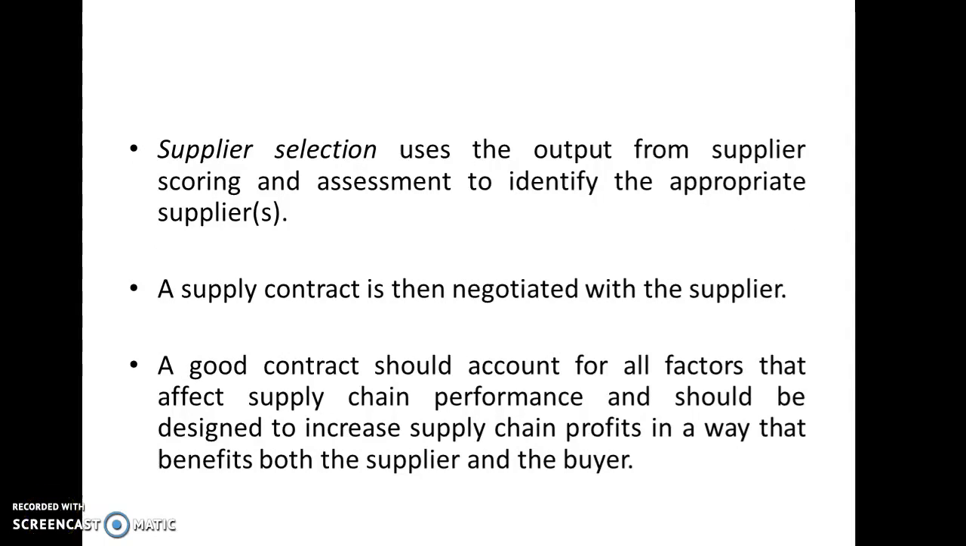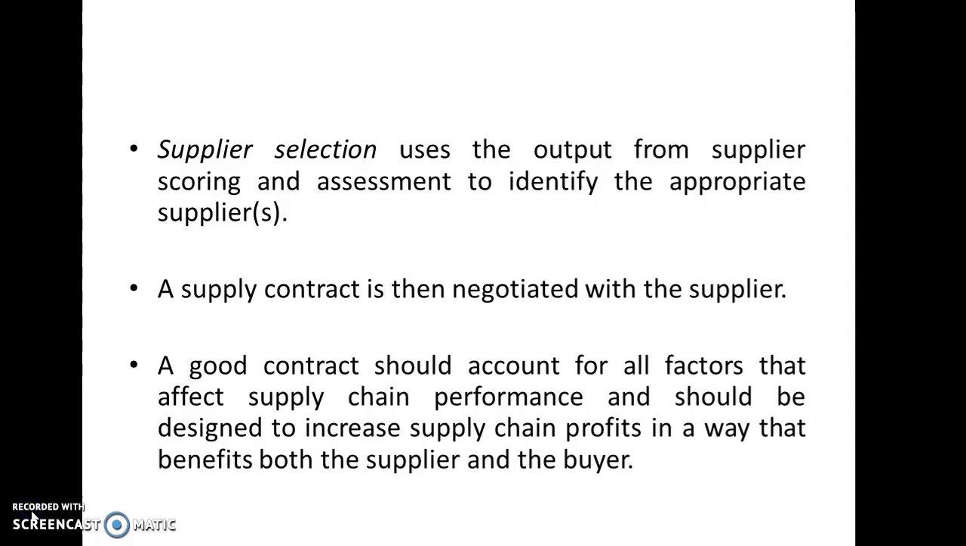The next step in the sourcing process is supplier selection. Supplier selection uses the output from the first step, that is supplier scoring and assessment. Based on the output from the first step, we can identify the appropriate suppliers. After identifying the appropriate suppliers, a supply contract is to be established with the supplier after having any negotiations, if required.